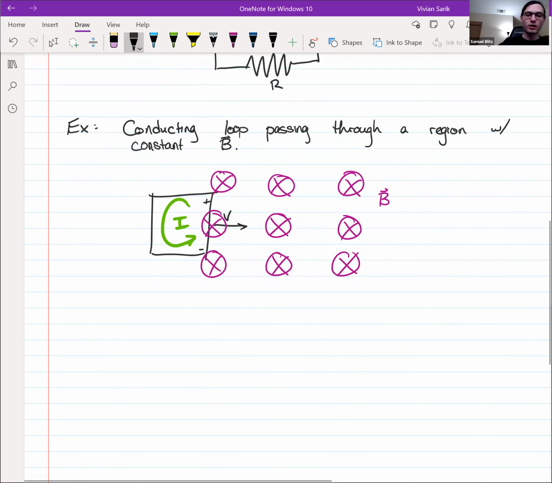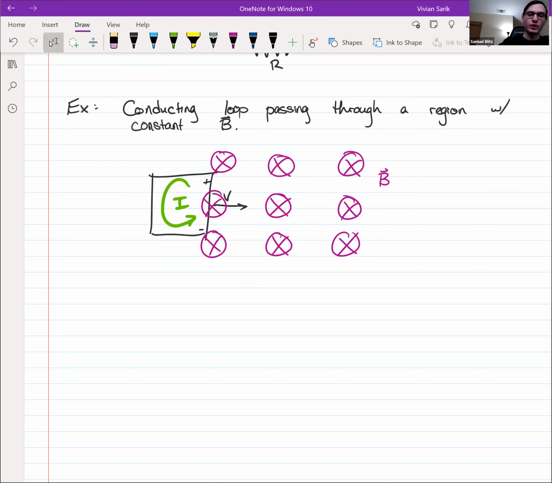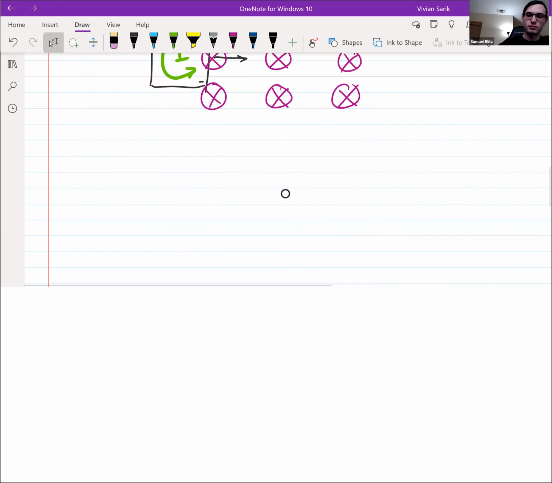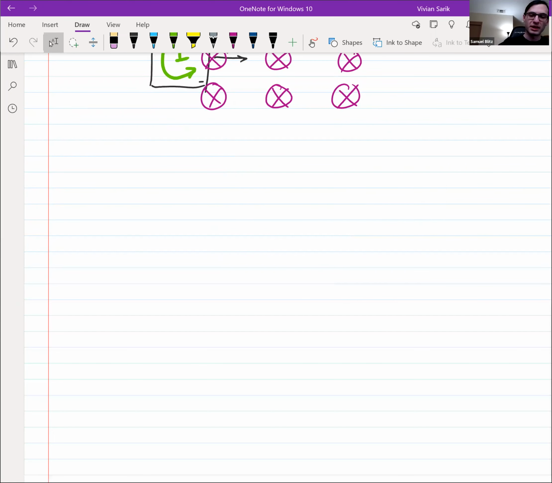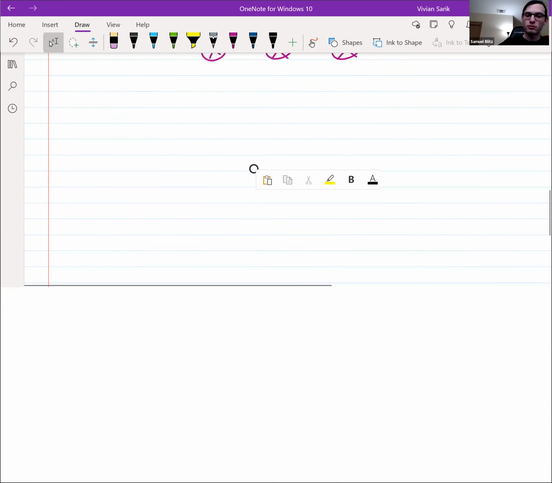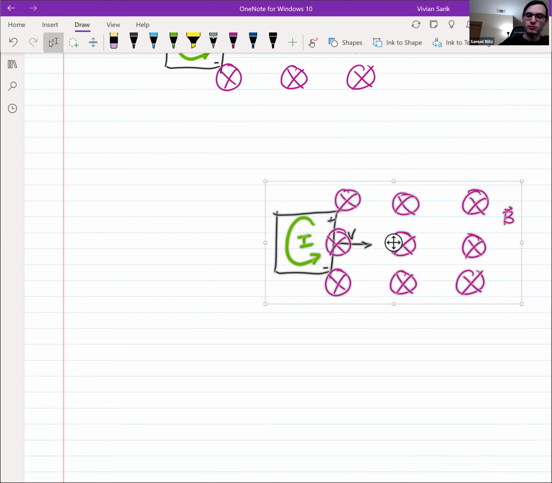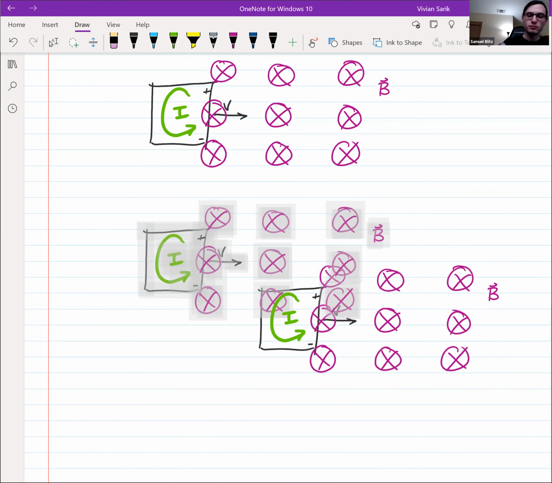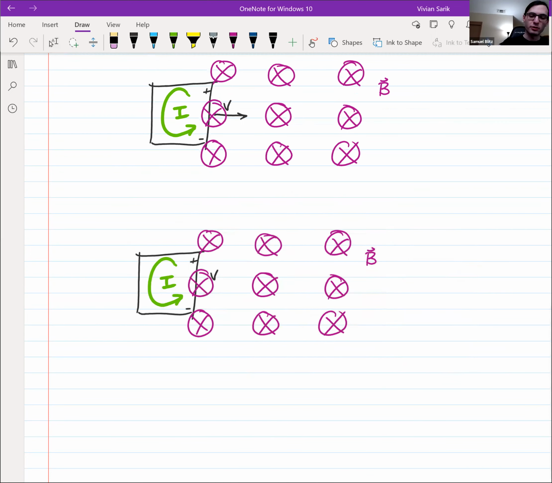Now, what about later on when the loop is passing through? I don't know why it doesn't let me select the whole thing. Let me paste, please. So at a later moment, we have something like this.